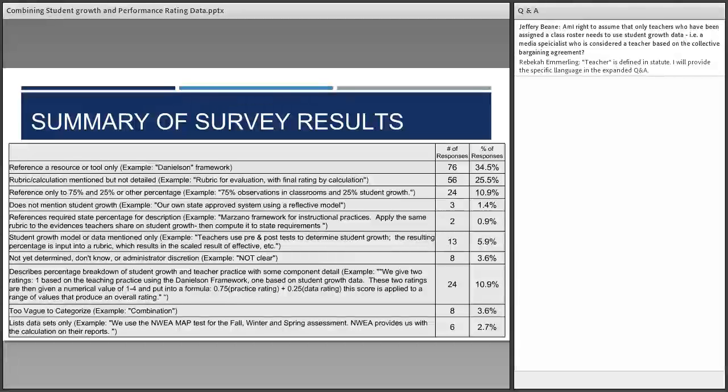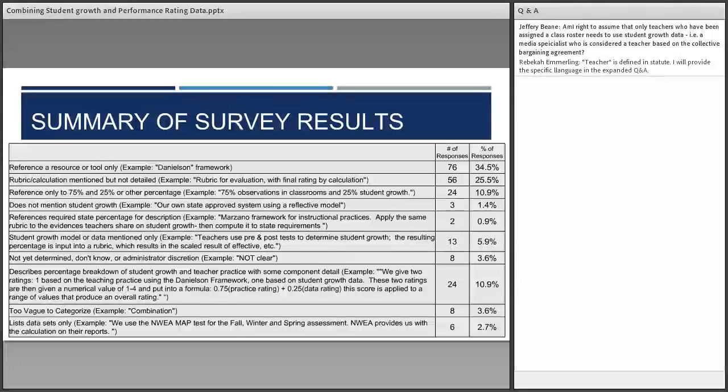56 responses, or 25.5%, indicated that rubric or calculation was mentioned, but not in any detail. An example of this category would be rubric for calculation with final rating by calculation. That would probably be an indication of an other response. 24 responders, or about 11%, indicated a reference only to 75% and 25%, or some other percentage like 60-40. An example response of this category would be 75% observations in classroom and 25% student growth.